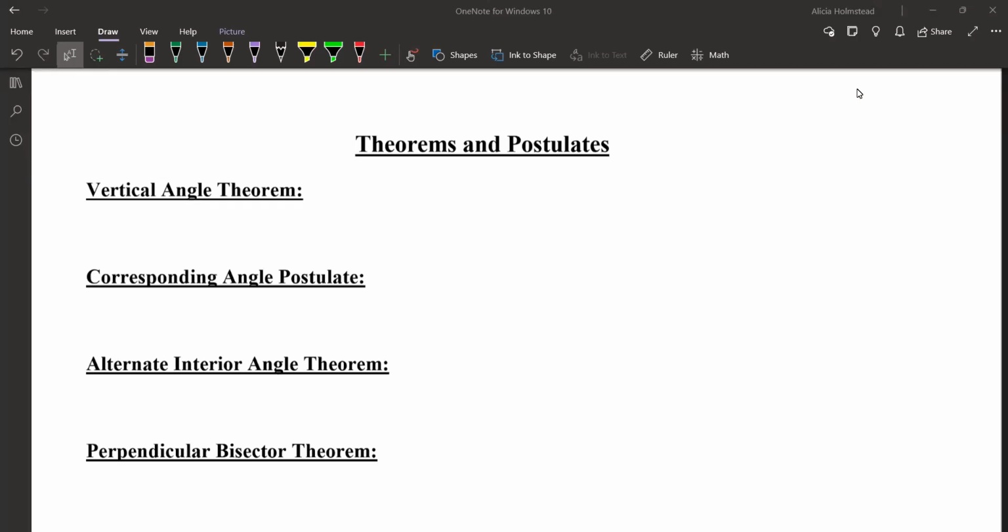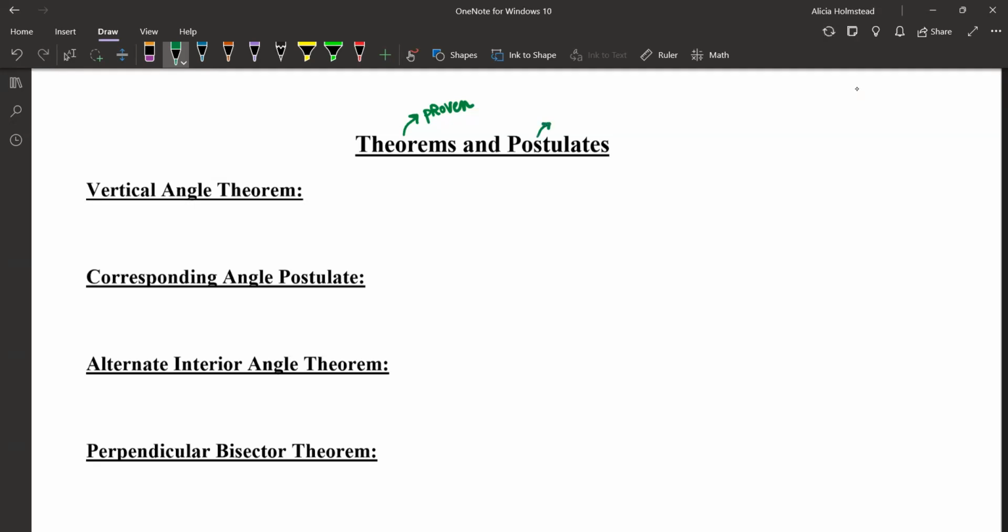Okay, let's go ahead and continue on with our notes. So we're gonna introduce a couple theorems and postulates. Maybe you've heard those math words before, maybe you haven't. As a quick little definition, theorems are things that are proven. Some mathematician out there took the time to prove them to make sure that these things are always true.